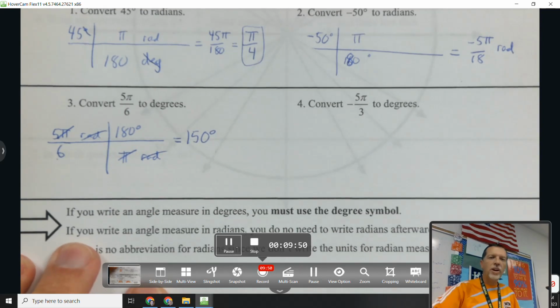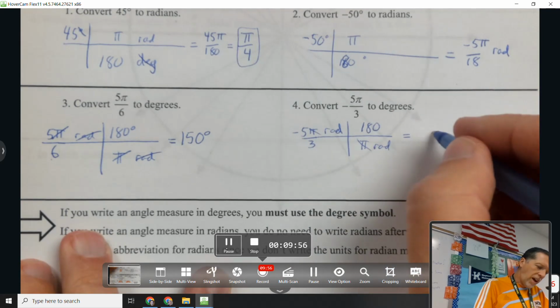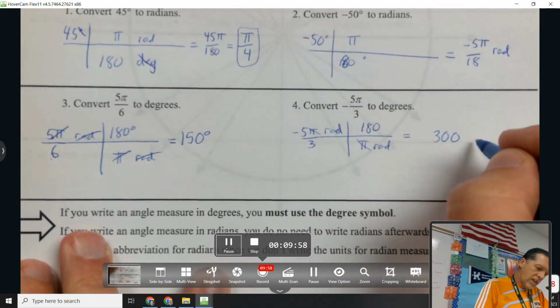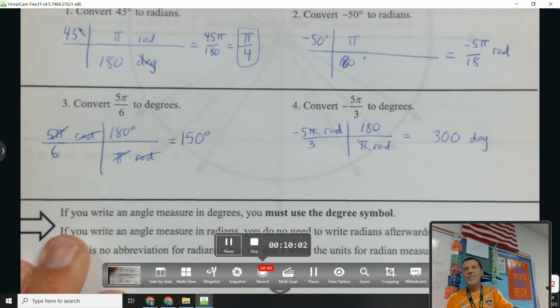Why don't you try the next one? 180 divided by 3 is 60. Times 5 is 300. And that answer is intentionally slightly wrong. Negative. Sometimes people will forget the negative because I guess they get so involved in the conversion and the canceling and the simplifying that they forget about the negative.